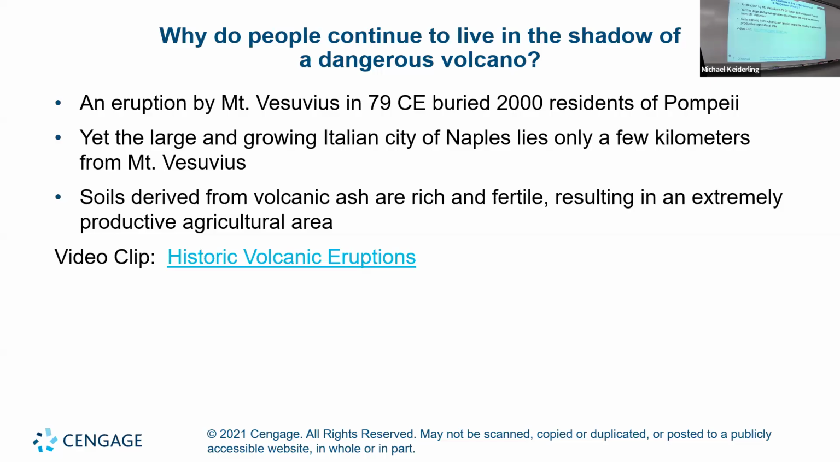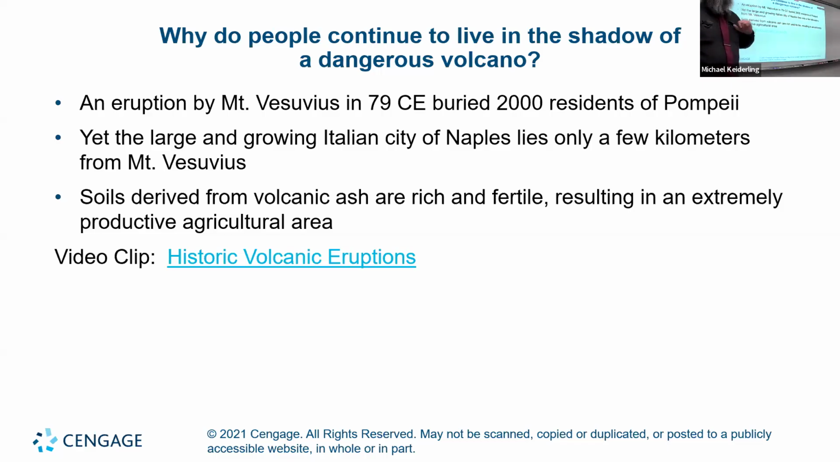Now, why do people continue to live in the shadow of a dangerous volcano? An eruption by Mount Vesuvius in 79 CE buried the 2,000 residents of Pompeii. And that was one of several towns that were destroyed by this volcanic eruption. Yet Naples, the large and growing Italian city, is only a few kilometers from Mount Vesuvius.